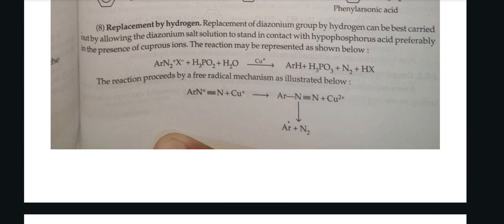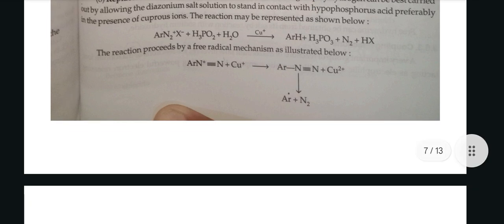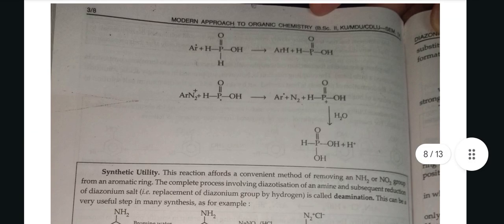Replacement by hydrogen. Replacement of the diazonium group by hydrogen can be best carried out by allowing the diazonium salt solution to stand in contact with hypophosphorous acid, preferably in the presence of cuprous ions. The reaction may be represented as shown below. The reaction proceeds by a free radical mechanism as illustrated below. Diazonium salt plus H3PO2 plus H2O in the presence of Cu positive gives ArH plus H3PO3 plus N2 plus HX. The mechanism is shown below.